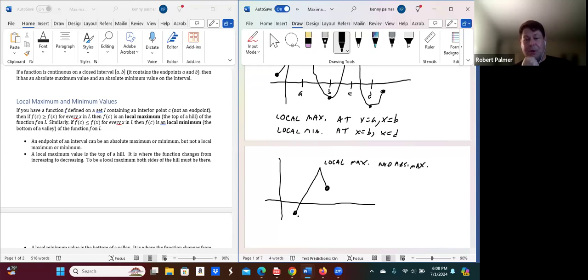All right. What about this point right here? Well, it's definitely an absolute minimum, but it's not a local minimum.